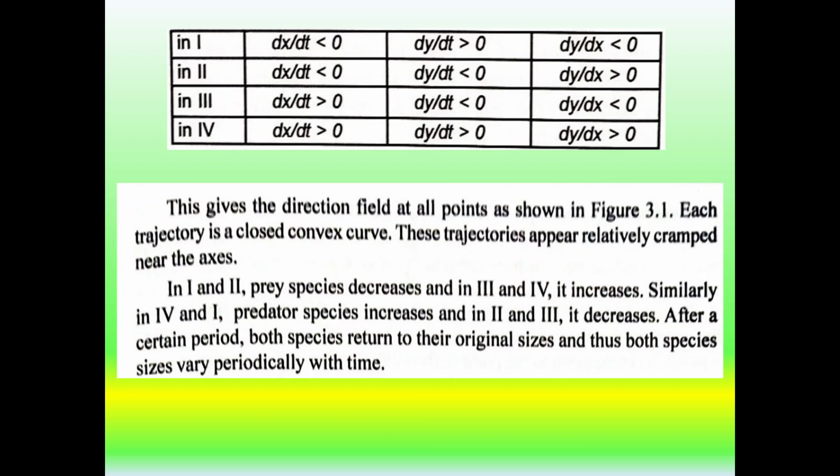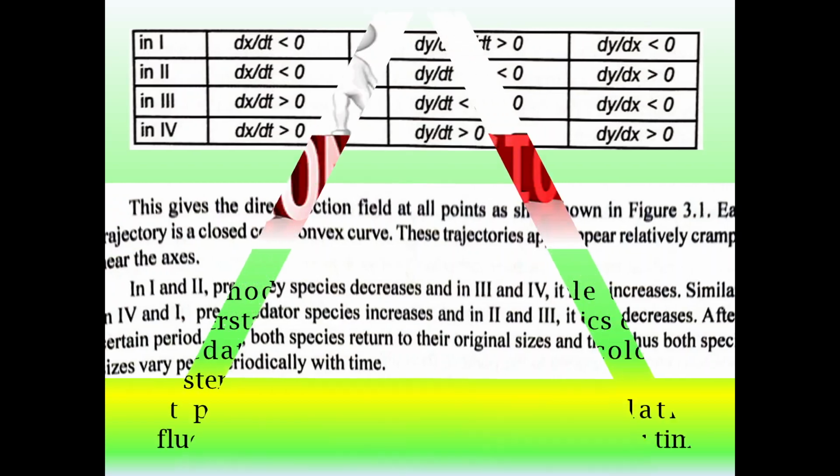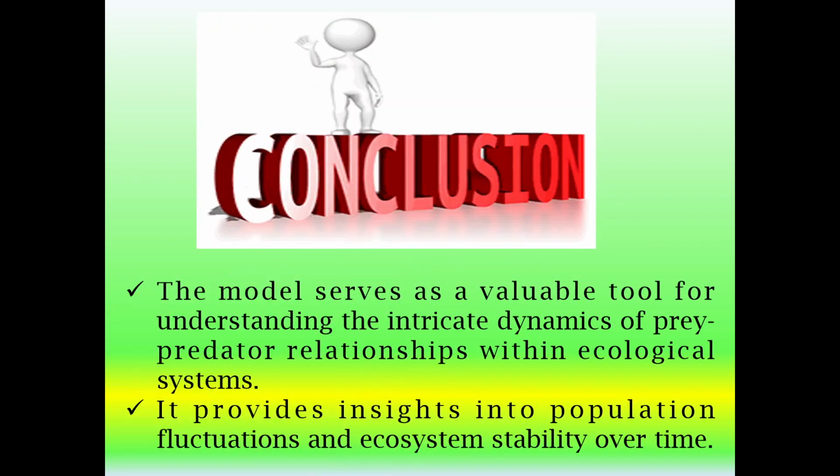After a certain period, both the species will return to their original sizes and thus both species sizes will vary periodically over time. Because of these discussions, we can conclude the model serves as a valuable tool for understanding the intricate dynamics of prey-predator relationships within ecological systems. Also, it provides insights into population fluctuations and ecosystem stability over time.